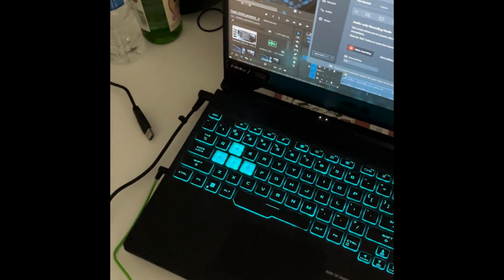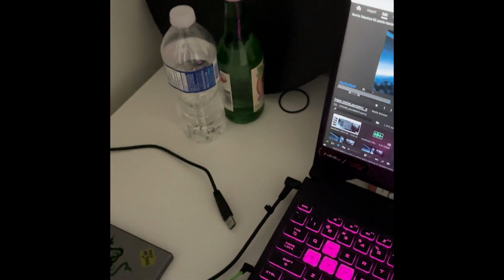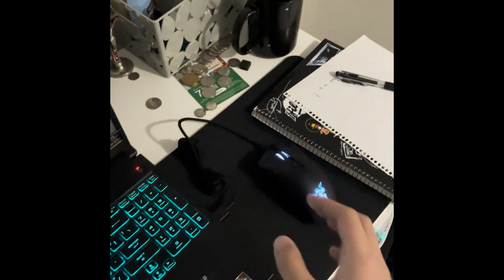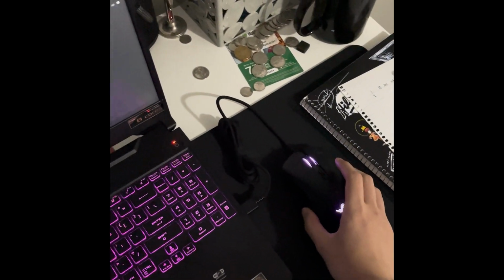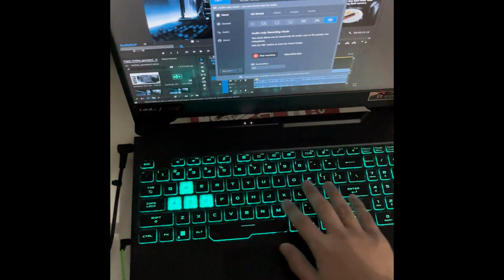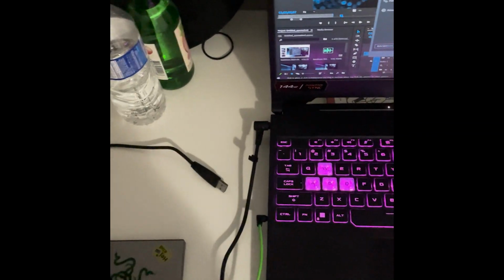This is my laptop. This right here is my audio. This is an input and output device. This is also an input and output device. This is the mouse. This is the monitor. These are the keyboards. Now all of these are input and output devices.